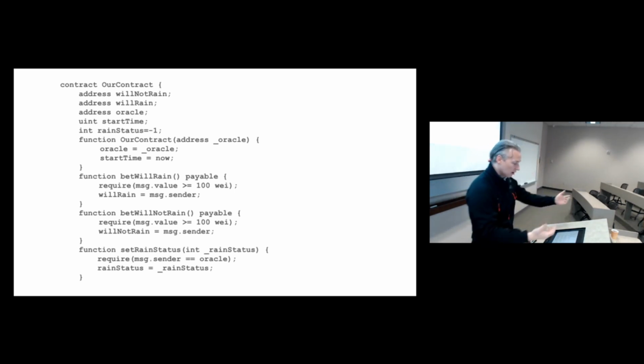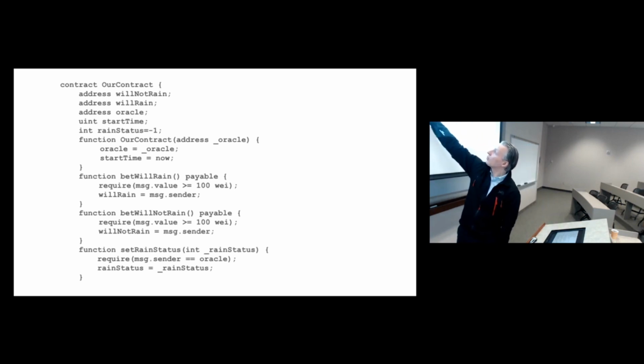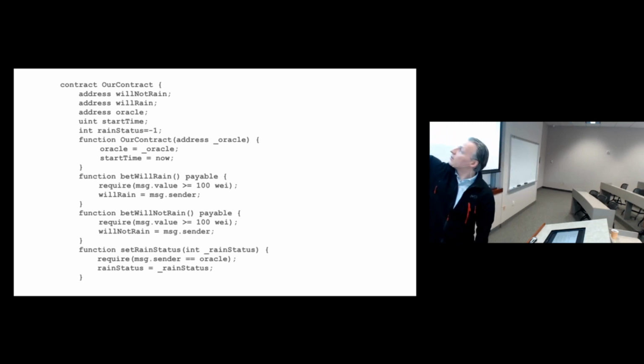Next one is the same thing, only in reverse. Bet it will not rain. If that outcome is asserted or true in this contract, as validated by the oracle, you are paying more than or equal, in this case, to 100 wei from this address. It will not rain. So one is I'm paying from this address this money for this function. The other one is I'm paying from this address this money if this is true.